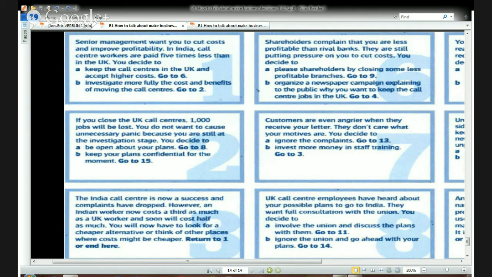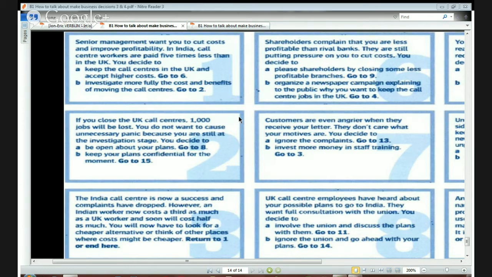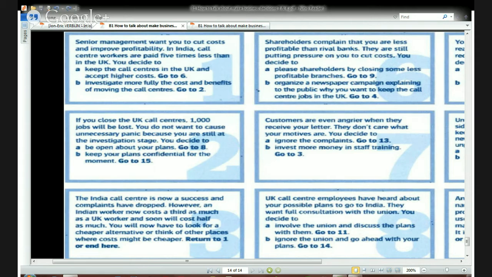So Yuki, what was the decision that we made for the first card in the last class? What did we decide to do? I don't remember. I selected to keep the call center in the UK. That's what you selected. Is it correct? I selected A, but other students selected B. I think you got outvoted. I think we went to card two. So I think we opted to investigate more fully the costs. Am I right, Monica? Then we chose B and we went on to card two.